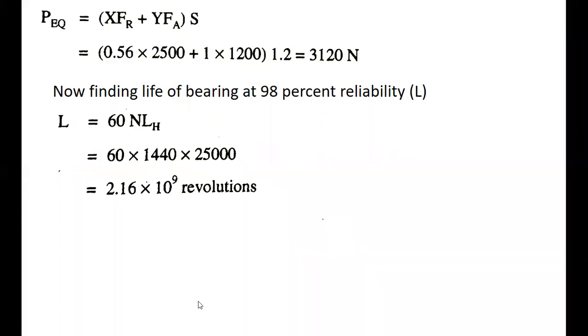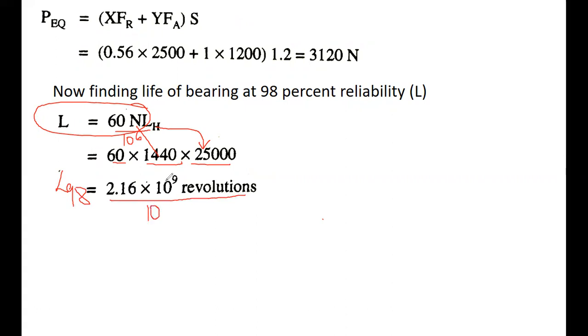Now, finding life of bearing at 98% reliability. See, this equation is given in the Bhandari design data book, 60 NLH divided by 10 raised to 6, right? So 60 into 1440 given in the numerical divided by life at 98% reliability is also given, 25000, right? So L98 is 2.16 into 10 raised to 9 revolutions, and if I divide it by 10 raised to 6, it will become 2.16 into 10 raised to 3 million revolutions. This is our answer. We found out L98, right?